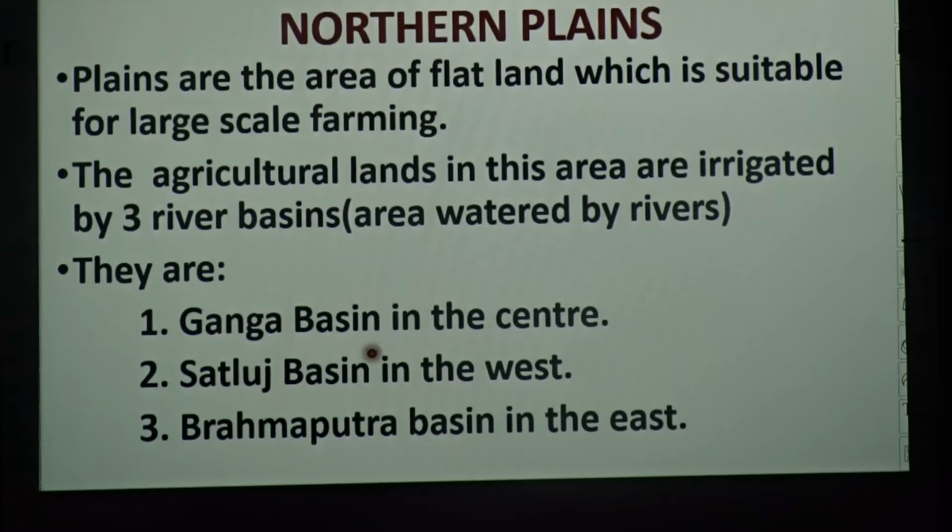The Ganga basin is in the center of North India, the Sutlej basin is in the west of North India, and the Brahmaputra is in the east of North India. Understood, children? That's all about the first chapter. Here we saw about the northern mountains and the northern plains. The northern mountains consist of Himalayan regions, and the northern plains are flat lands which consist of 3 basins: Ganga basin, Sutlej basin and Brahmaputra basin in the east.